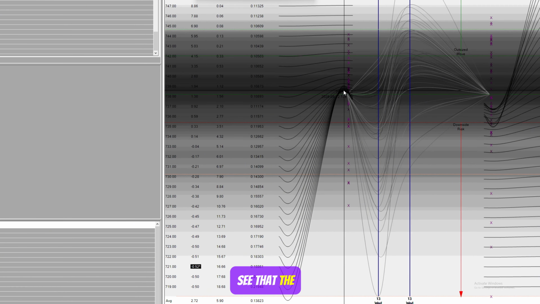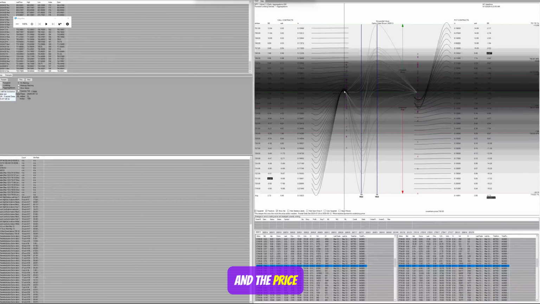Now I can see that the maximum is somewhere right here, so that is going to be my IV peak for the upside, right? And the price for it is 738.50. And I'm going to do the same for the downside right here.